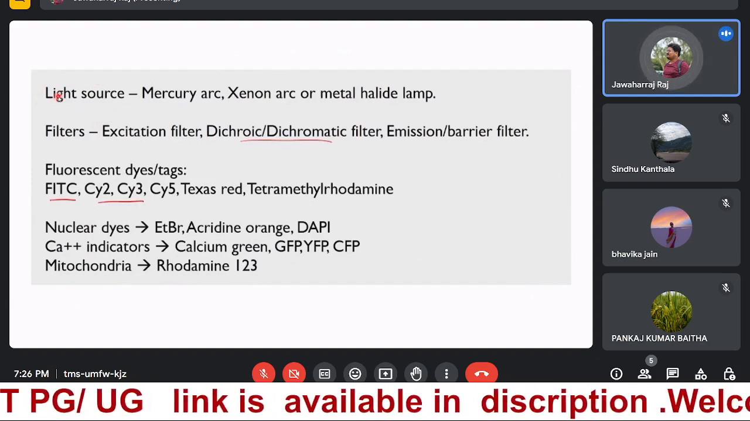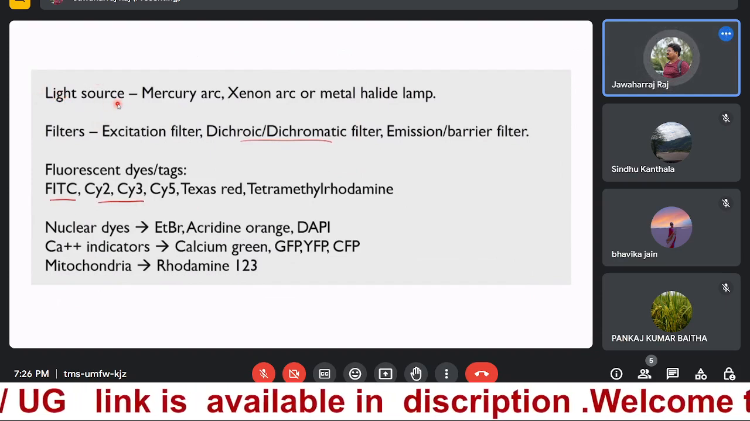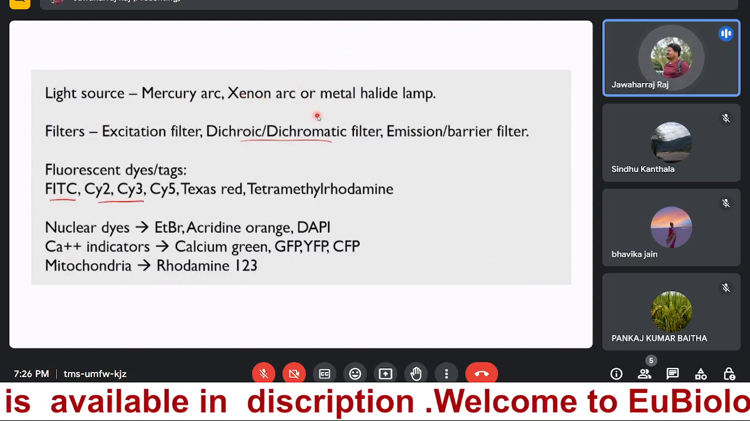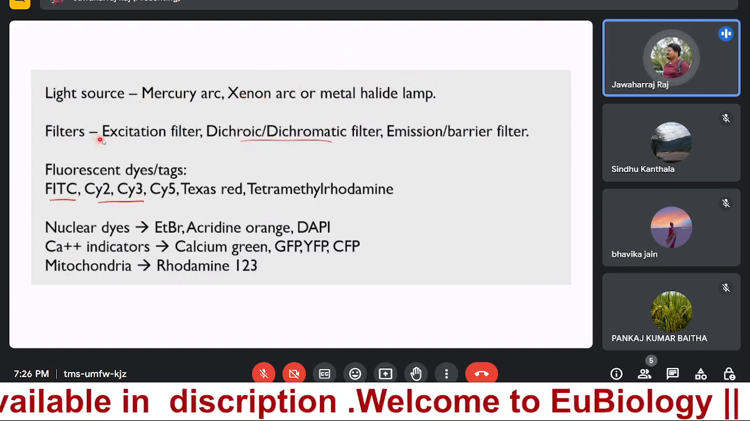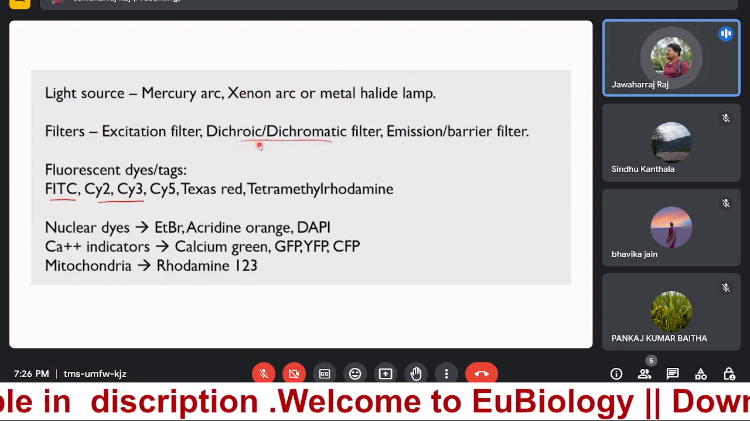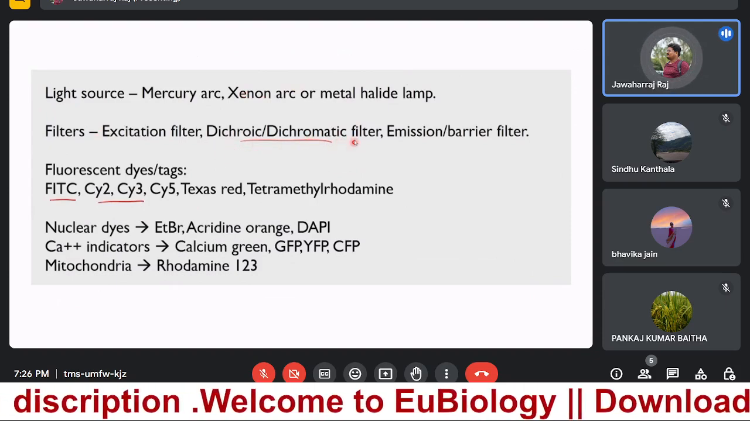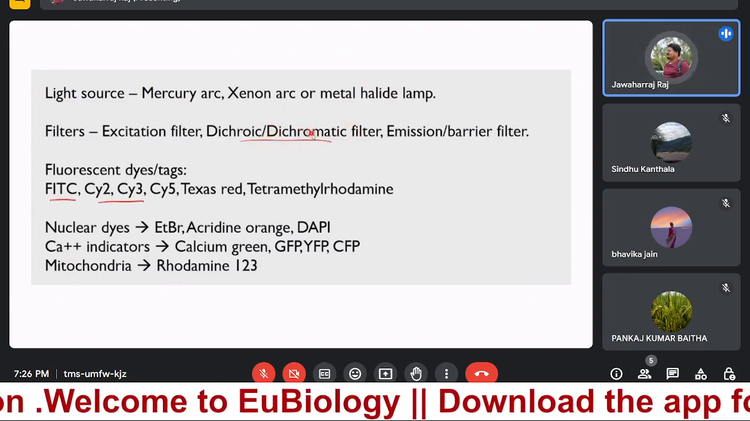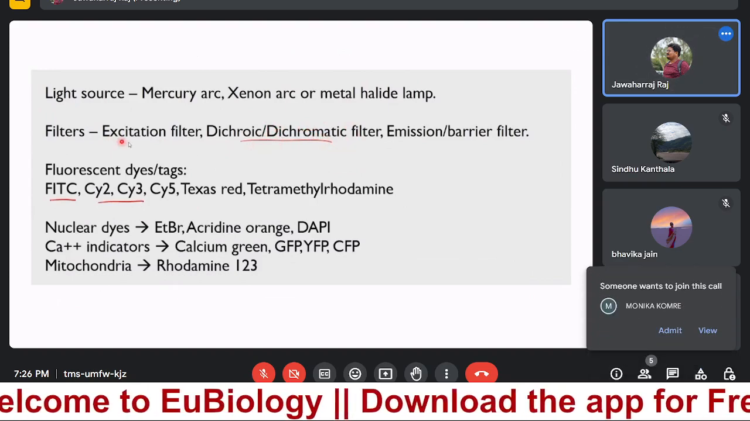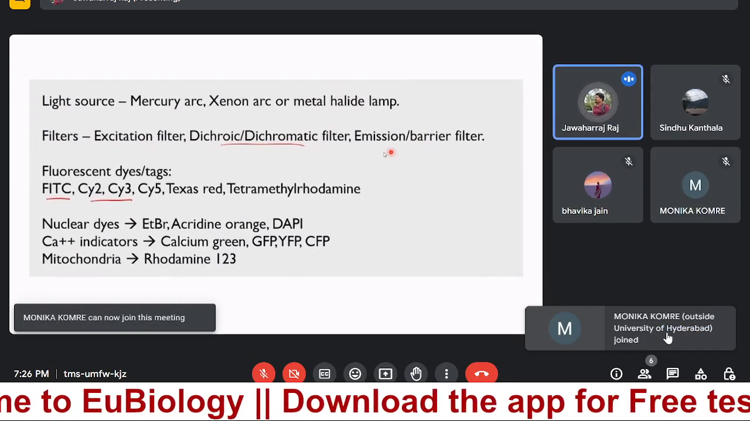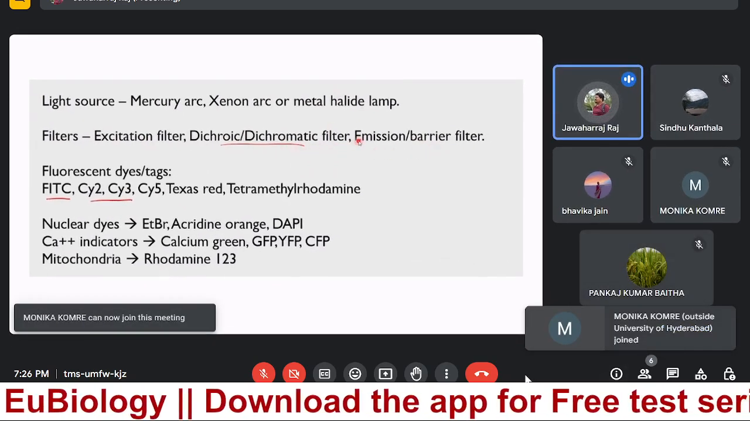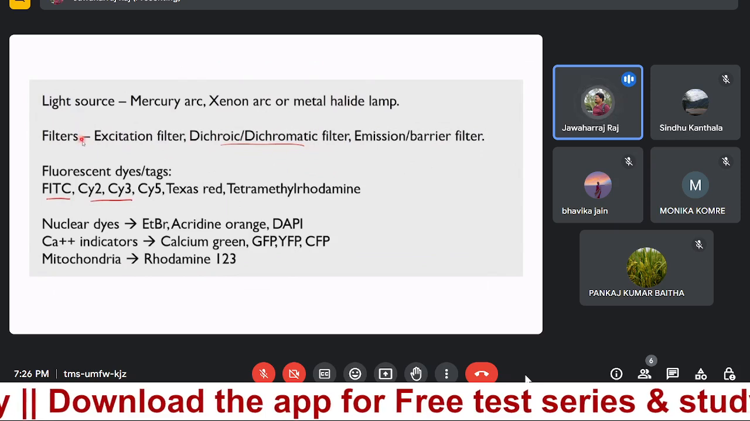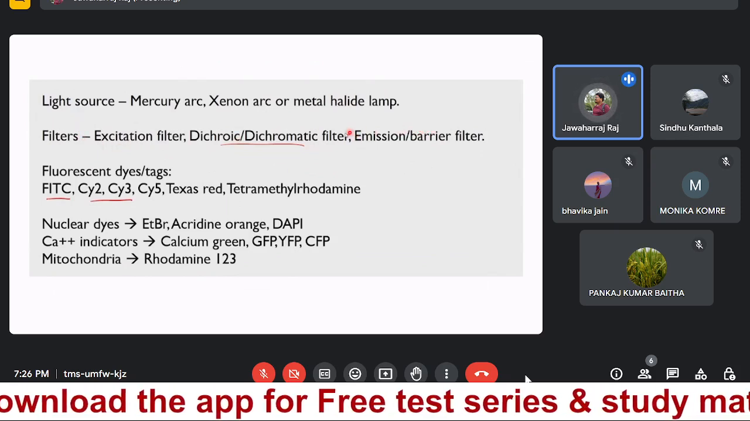What will be there as a light source? I've already talked in the last class about fluorescence microscopy. It will have a mercury arc, xenon arc, metal halide lamp, and the filters. There are excitation filters and a dichromatic filter. Why dichromatic or dichroic mirrors? Di means two, and chromatic means colors. It will be able to filter two colors, one with excitation color and one with emission color. That's why it is called a dichromatic filter. And there are two other filters present, one specifically for excitation, and one specifically for emission.